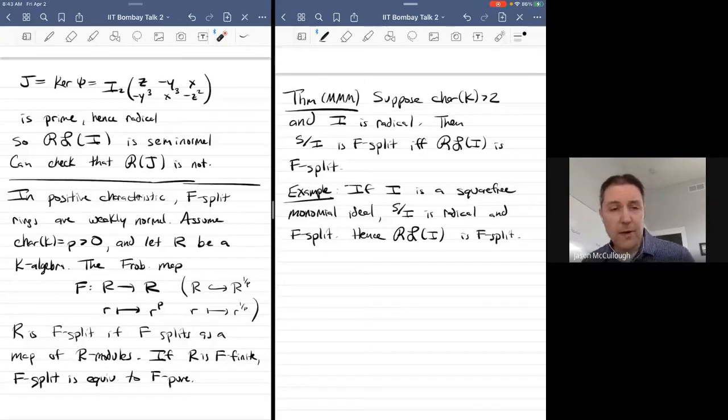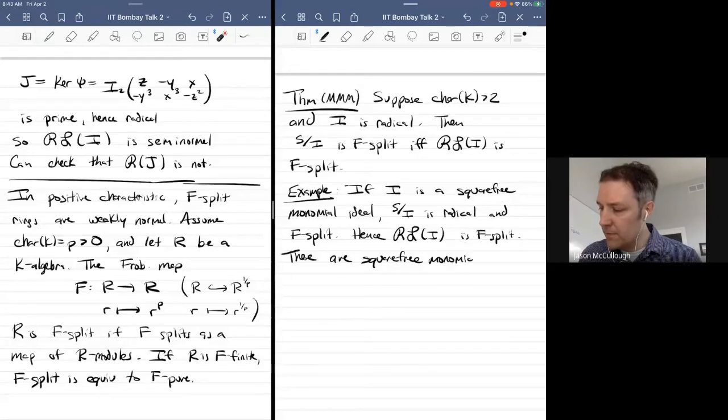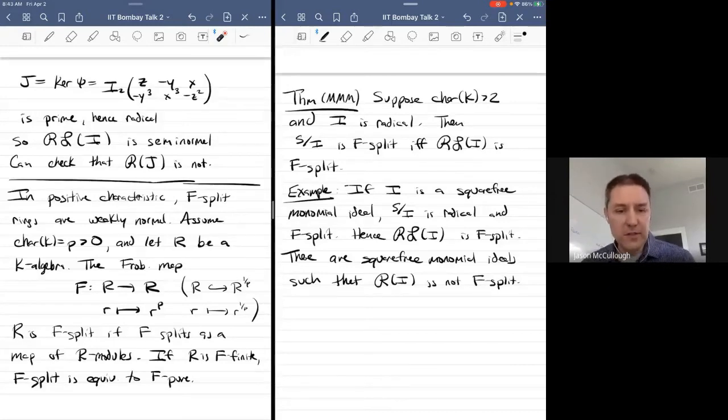Now, you could also say, well, let's compare this with what happens for Rees algebras. If I have a radical F split ideal, I take its Rees algebra, is that still F split? It took me a little while, but there are counterexamples to that statement. So I'll just say there are square-free monomial ideals such that the Rees algebra is not F split. So again, this is a nice property that Rees-like algebras have that Rees algebras do not.